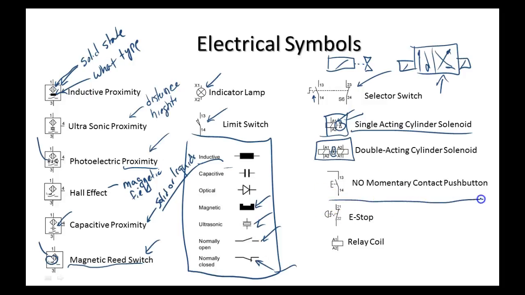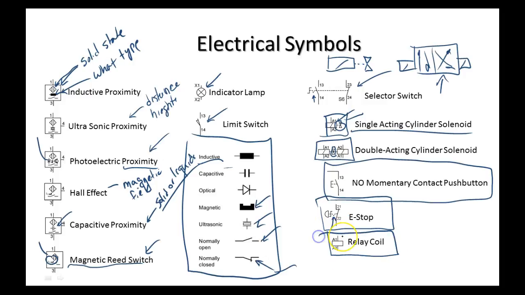This is the symbol for a momentary contact push button. So this would be like the start button over there, right? This is the symbol for your e-stop button. So it's got a detent in it. Now what does a detent mean? A detent means that it holds the position. Okay. And then this little square without the line is a relay coil.